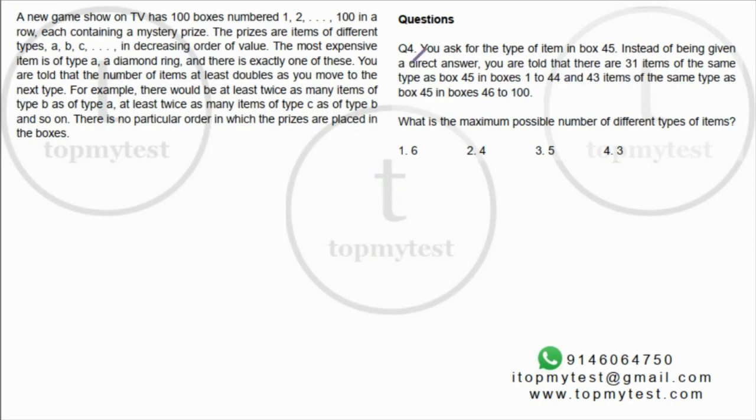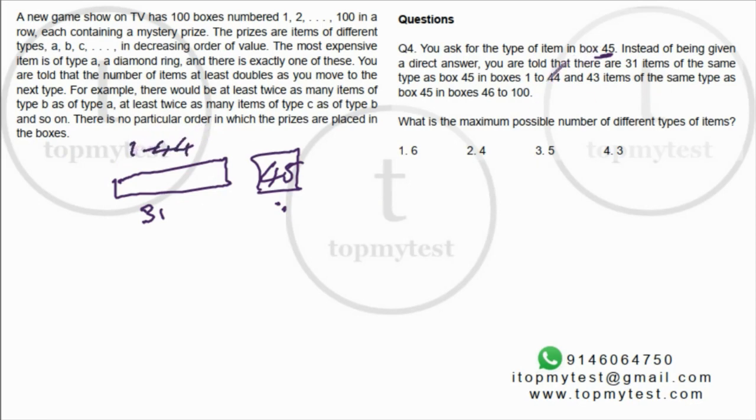And the last one, you ask for type of item in box 45. So in box 45, there is one type of item. Right? Instead of giving you a direct answer, you're told there are 31 items of the same type in boxes 1 to 44. And there are 43 items of the same type in boxes 46 to 50. And there is one item here. What can be the maximum possible different types of items?